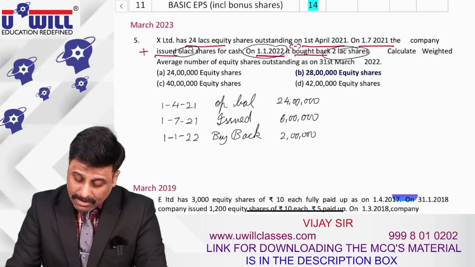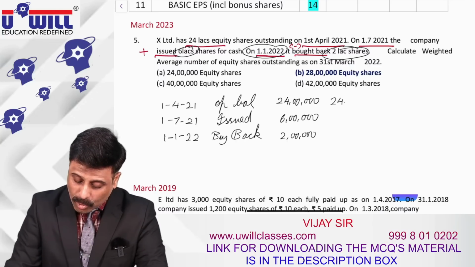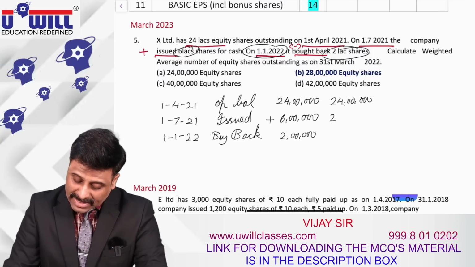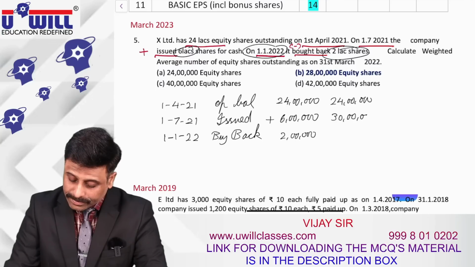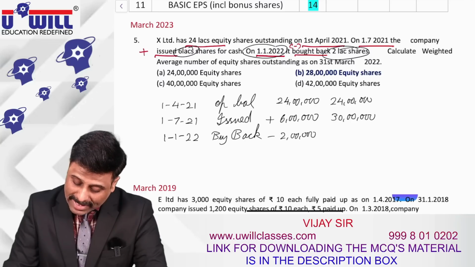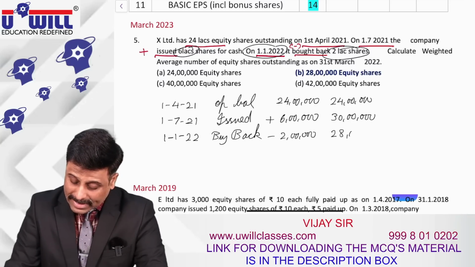So what are the balance number of shares? Opening balance is 24 lakhs. We'll add this issued of 6 lakhs. So 24 plus 6, 30 lakhs. And we'll minus this 2 lakhs bought back. So 30 lakhs minus 2 lakhs, 28 lakhs.